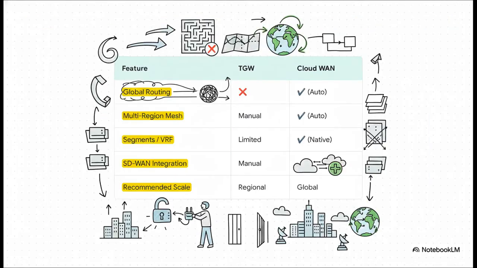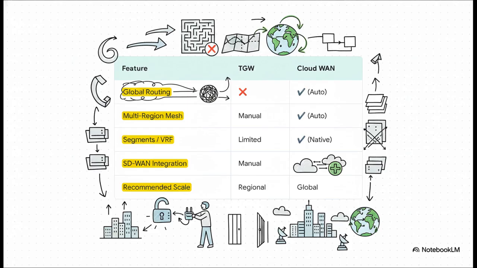All right, let's really break this down feature by feature. First up, global routing. With TGW, yeah, that's on you. It's a manual job. With Cloud WAN, it's just automatic, done. Next, a multi-region mesh. With TGW, you're looking at a manual peering nightmare. Seriously. With Cloud WAN, it's just built in. It handles it for you.